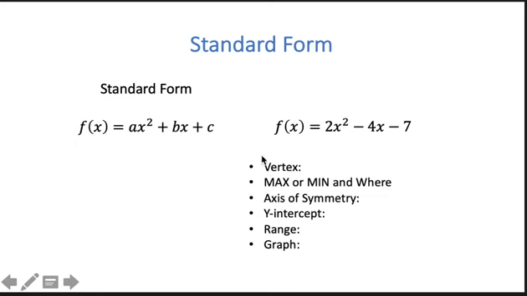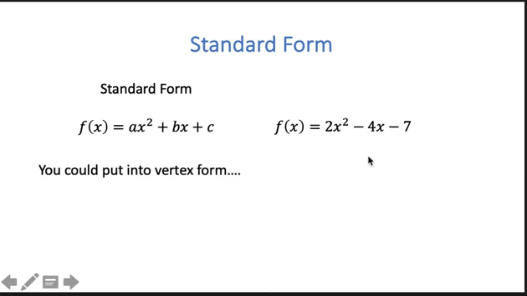So I don't know the vertex. There are 2 ways to find the vertex. One of them is to put it into vertex form. So you could take this equation that's in standard form and put it into vertex form. Putting it into vertex form requires you to complete the square. I know completing the square is everybody's favorite thing to do. All right, let's get started.